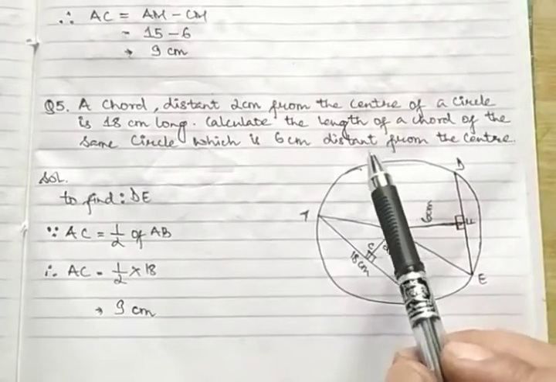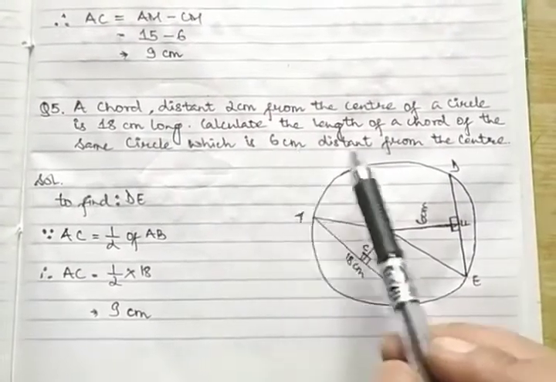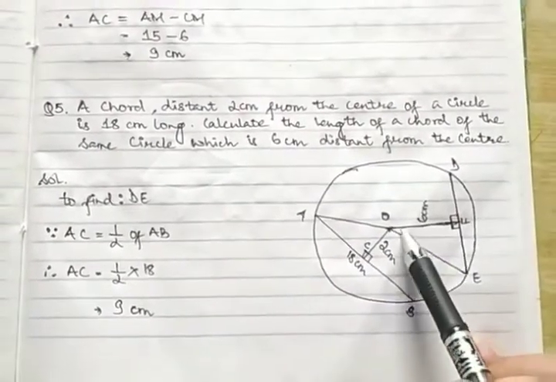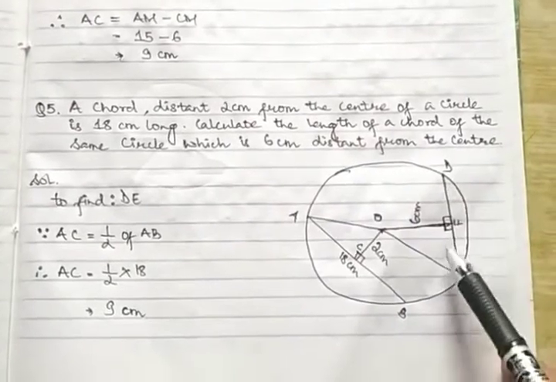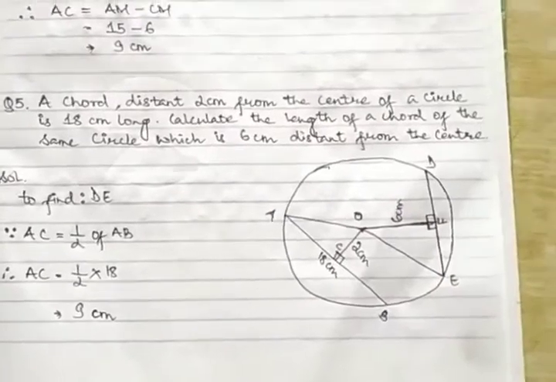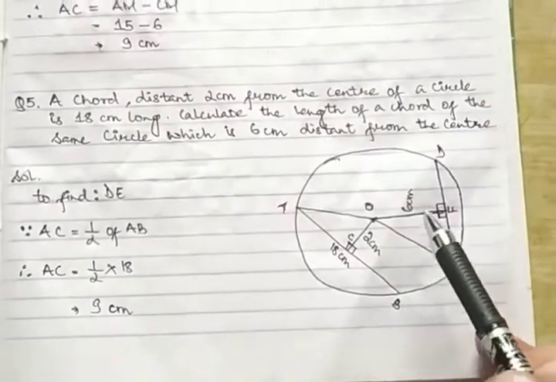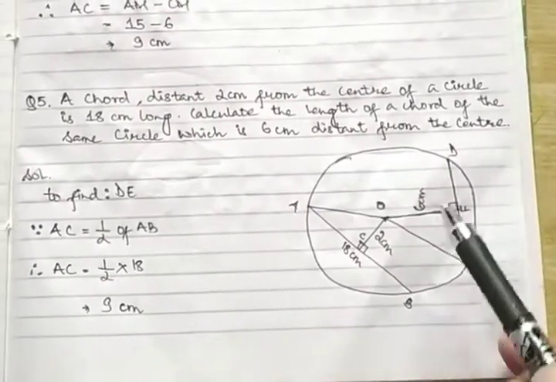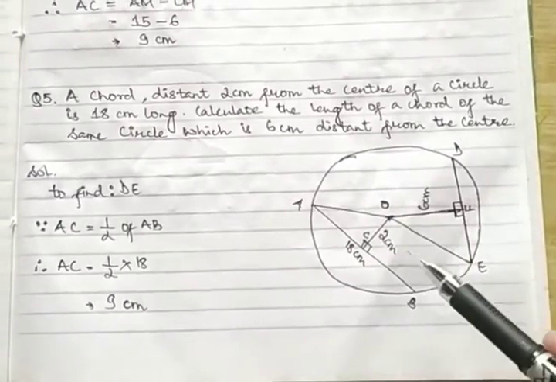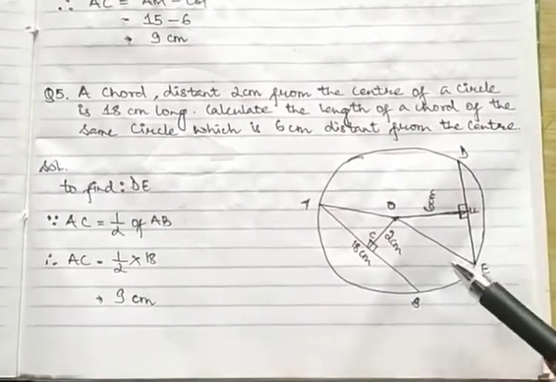Now what we need to find is the length of the chord of the same circle which is 6 centimeter distance from the center. So we need to figure out the length of another chord which is at 6 centimeter distance from the center. Now after drawing the figure, or if the figure is not given in the book, how will you draw it? First of all, you will draw a circle, isn't it? You will draw two chords, at distances of 2 centimeter and 6 centimeter. You will draw perpendicular lines and all, isn't it?